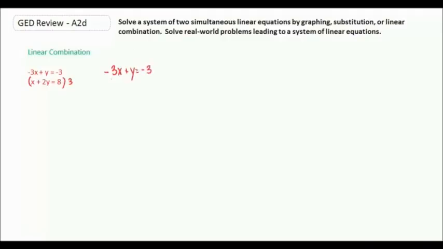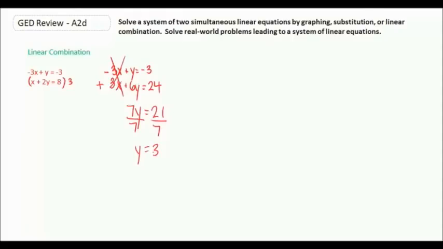3 times x is 3x, 3 times 2y is 6y, and 3 times 8 is 24. So now if I add these two together, negative 3x plus 3x is 0. Y plus 6y is 7y. And negative 3 plus 24 is 21. And if I divide by 7, I get y equal to 3.